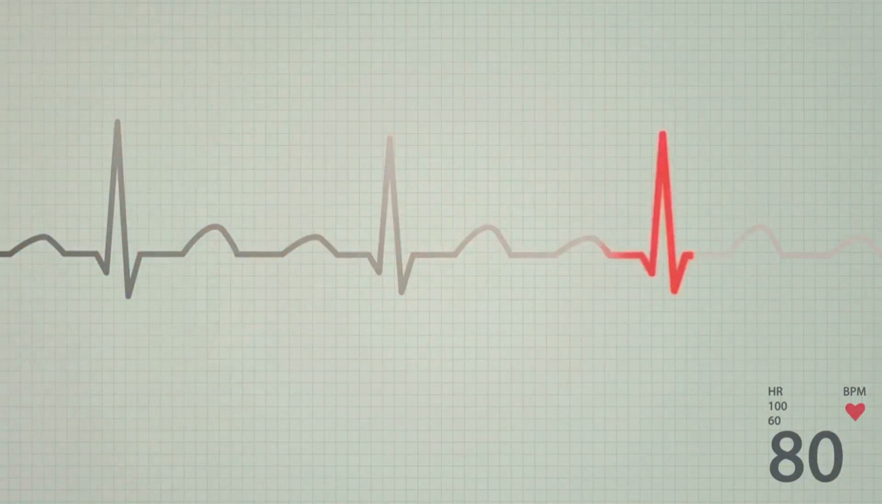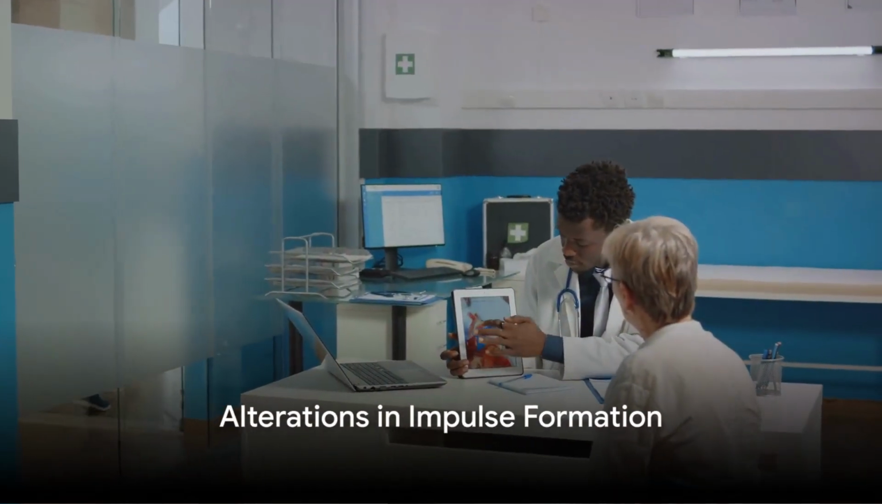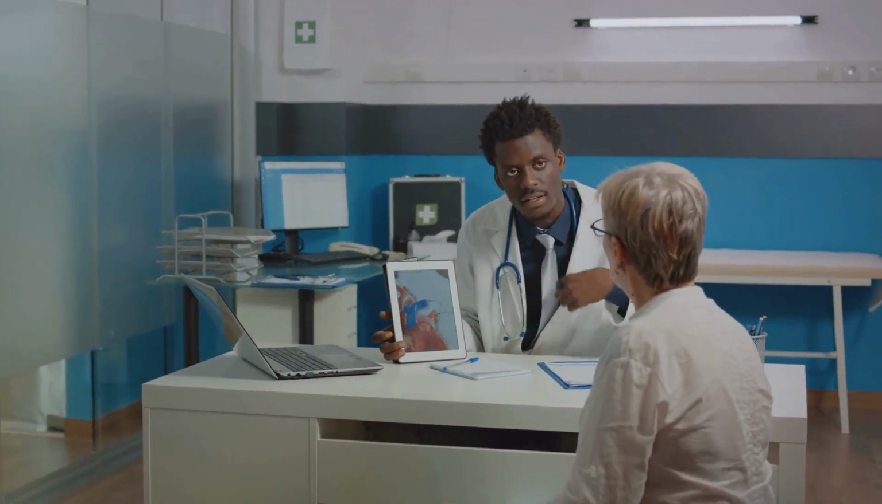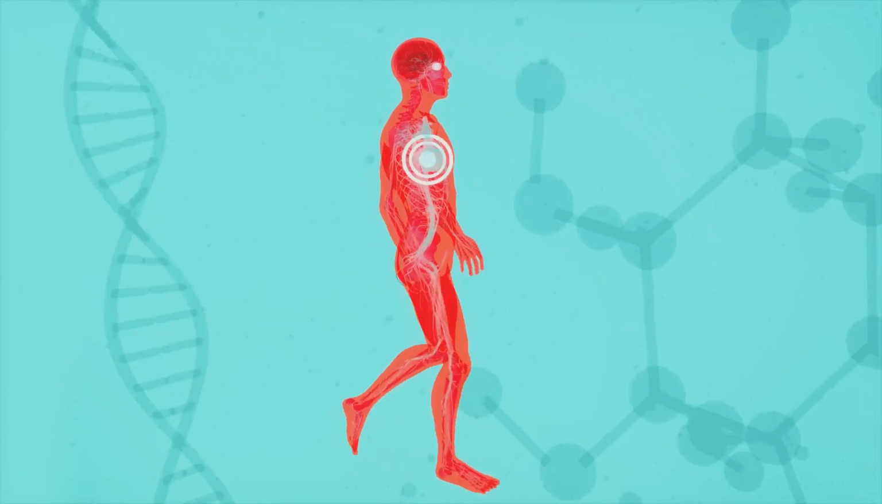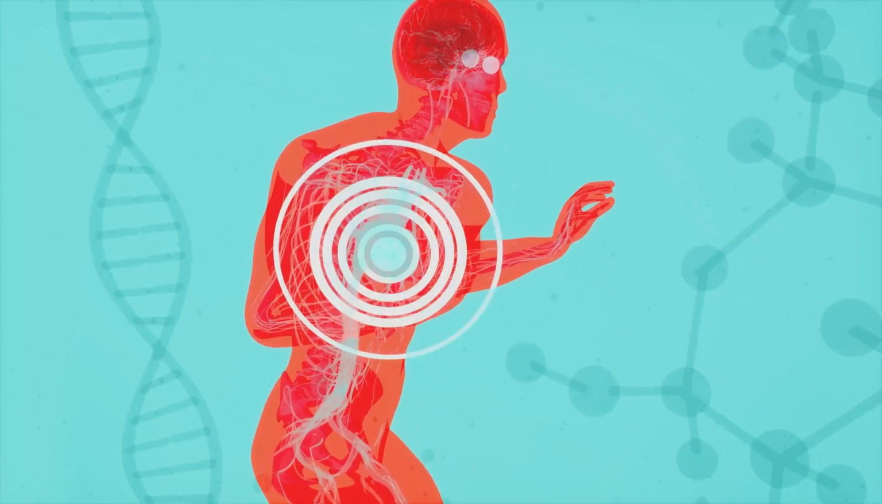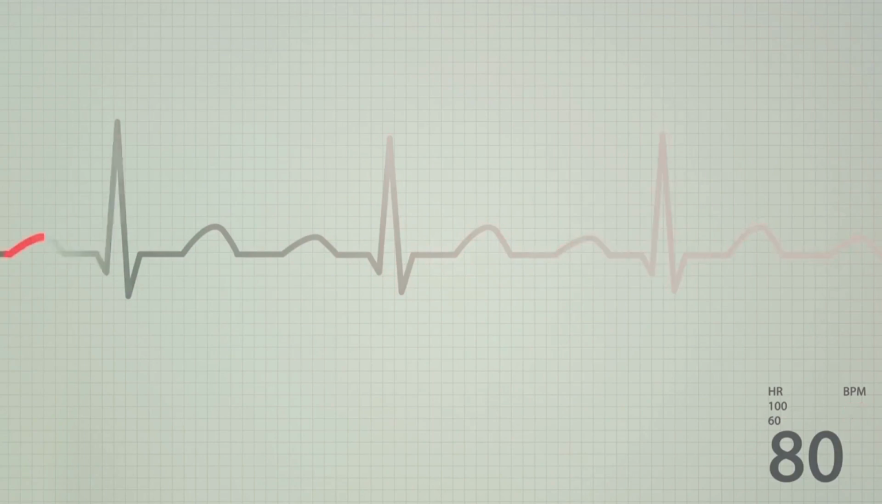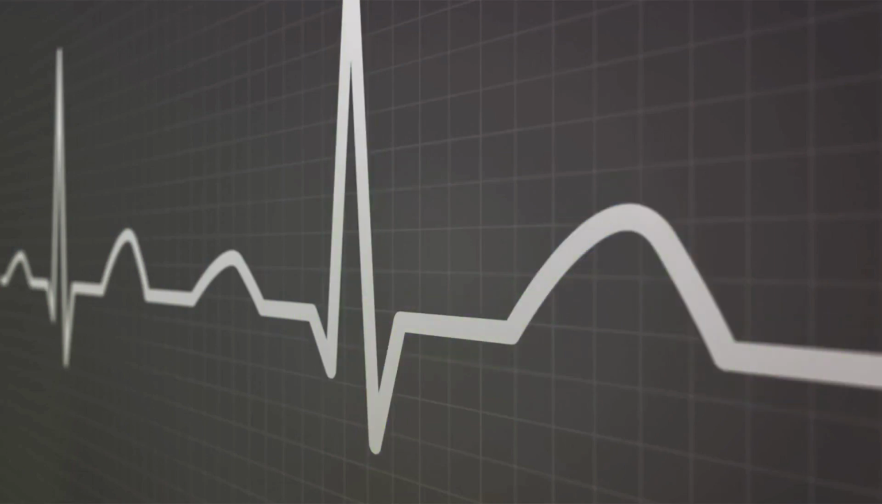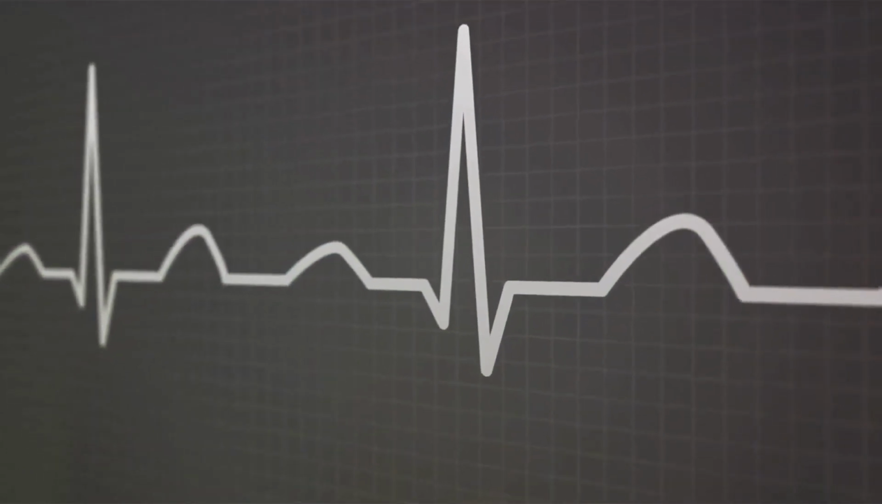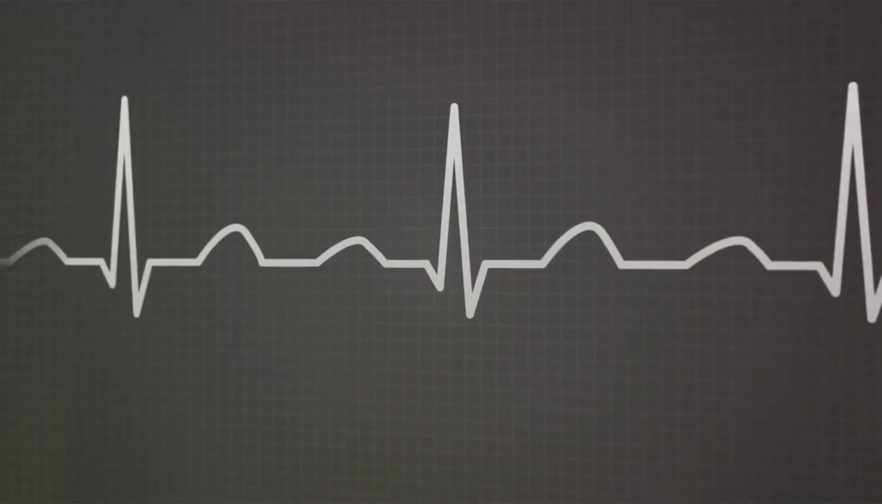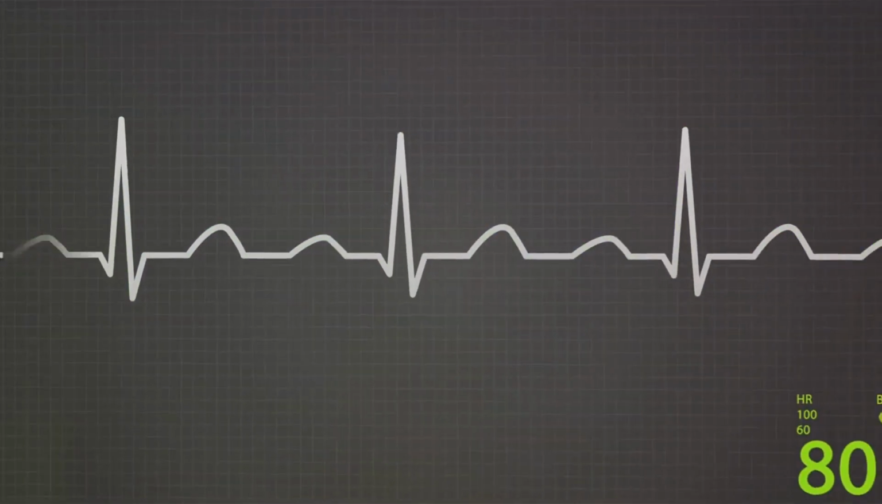Now let's delve deeper into the mechanisms that cause these irregular heart rhythms. The first cause of arrhythmias we'll explore is alterations in impulse formation. Let's dive into it. At the heart of this alteration is a phenomenon called automaticity. It's the ability of certain heart cells, the cardiomyocytes, to spontaneously generate action potentials, setting the rhythm of your heart. Under normal conditions, only cells in the specialized conduction system, which includes the SA node, AV node, and ventricular conduction system, exhibit this natural automaticity. These cells are the pacemakers of your heart.